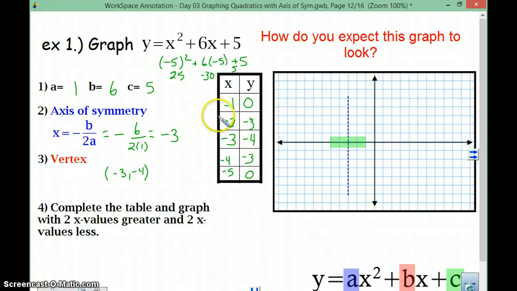Let's plot them. All right, let's do the vertex first. Negative 3, negative 4. Right there. Negative 4, negative 3. Oops, right here. Let's do the same on the other side. Negative 2, negative 3. Let's do negative 1, 0. And of course, negative 5, 0. Now connect the dots. All the points on this line will make that equation true. Good?